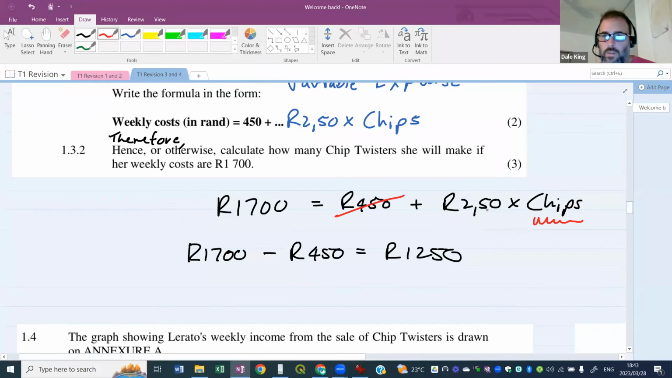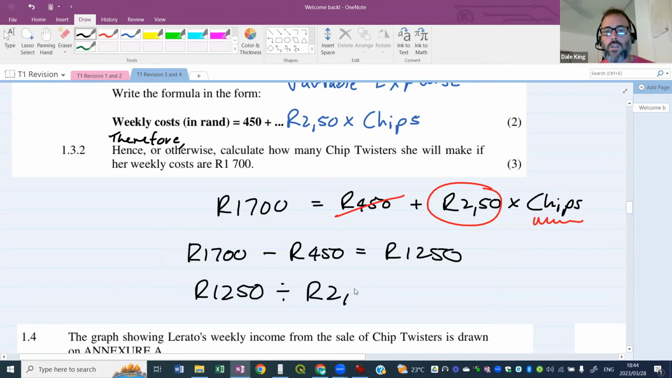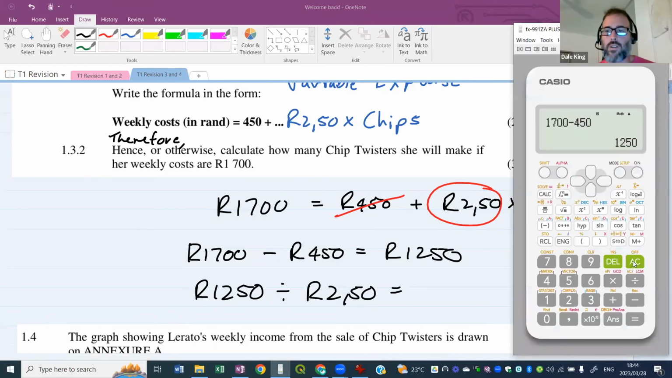Now we've got to deal with the variable expense, the 250, all right? And in the formula, you have to times by 250, but we want to get the chips by itself, so we now divide by 250. So that's why you guys are saying, I think we're going to have to divide. You're right, because the 250 was times in the formula. So now we're going to divide by 250. And I know you guys are already typing answers out now because you're that fast. So 1250 divided by 250, 500.